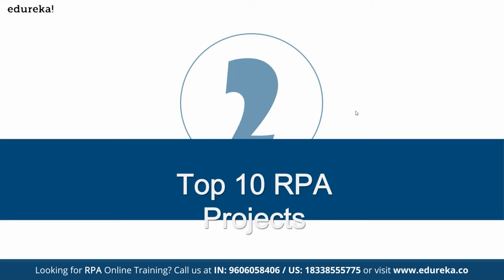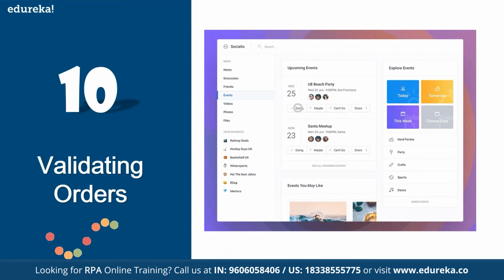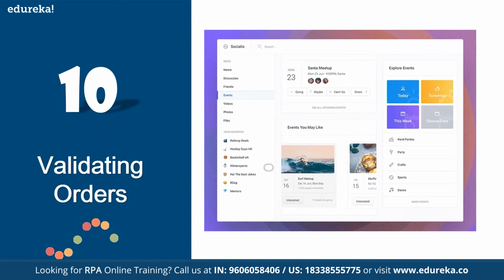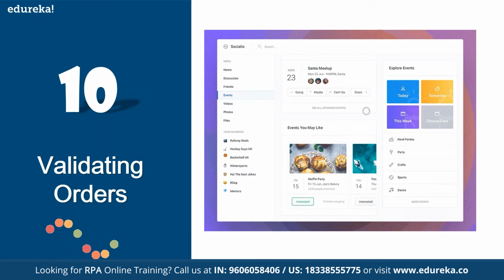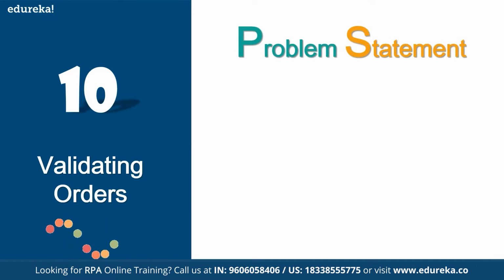So we have many projects that are implemented, but we have just picked the top 10 RPA projects that are being implemented across the industries. The first one: validating orders. If you are an e-commerce company, what can you do with the orders that are being placed by the customers? Let's understand this particular project with a problem statement.